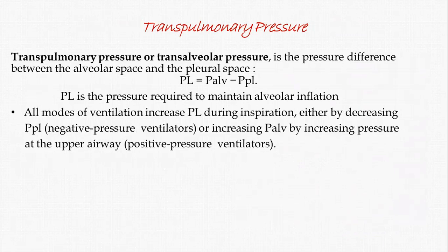All modes of ventilation increase the transpulmonary pressure during inspiration, either by decreasing the pleural pressure or increasing the alveolar pressure. If they are negative pressure ventilators, they will try to decrease the pressure, and if they are positive pressure ventilators, they will try to increase the alveolar pressure. But the pressure difference should be maintained at that particular level so that the alveoli stay inflated.